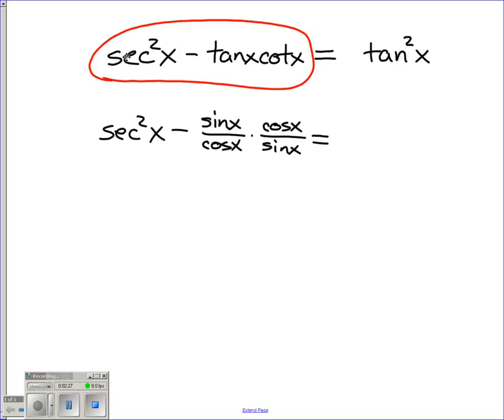But again, when we write it like this in terms of sine and cosine, the sines divide out, the cosines divide out, and so this is a 1. So I'm going to write this as secant squared x minus 1.